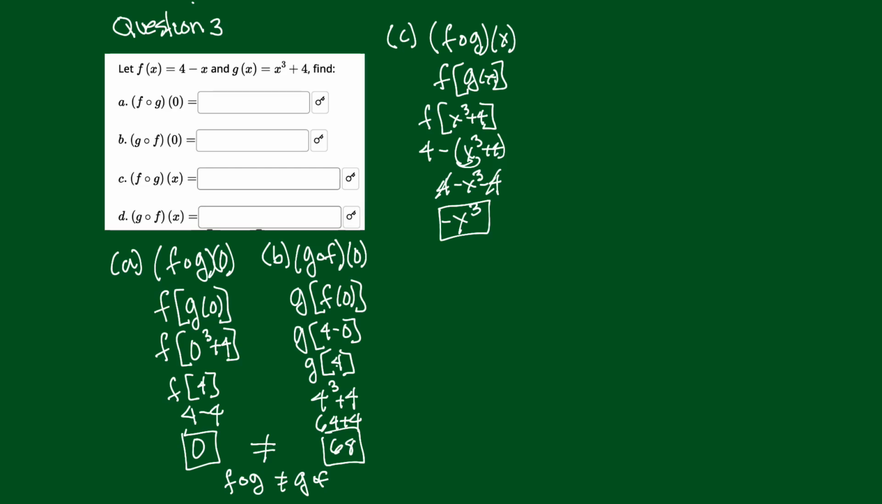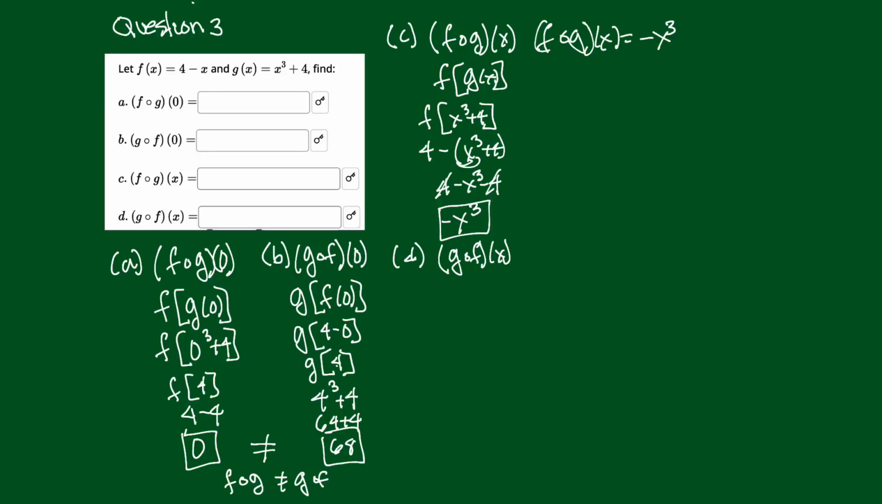It's just that this is now more efficient, right? What I'm saying is now that we have this, f of g of x is equal to negative x cubed, I can make this computation for any x at all.